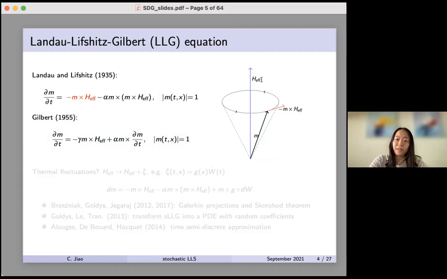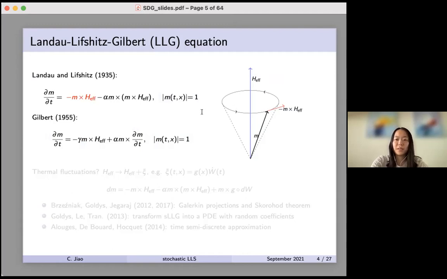When an electron is placed in a magnetic field, it is subject to a torque or some force. This torque is modeled by the cross product of the field and the spin angular momentum of the electron. The spin angular momentum is proportional to the magnetic moment, and this explains this precession term negative m cross h. So m will rotate around the field h. But we know that when h is sufficiently strong, m will be driven towards it, so there must be some damping.